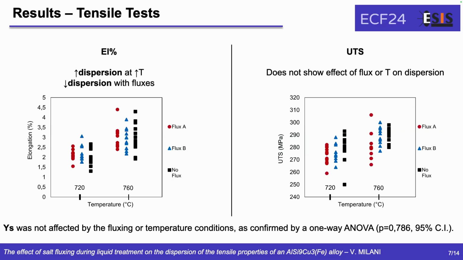Whereas for the ultimate tensile strength, it did not significantly show an effect of either the flux or the processing temperature on the dispersion. Whereas the yield strength was not affected by the fluxing or temperature condition, as confirmed by a one-way analysis of variance, which produced a p-value of 0.79.